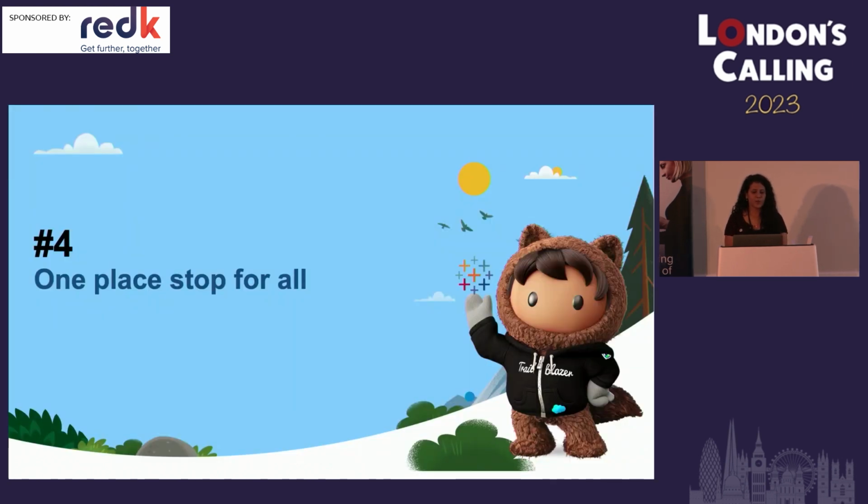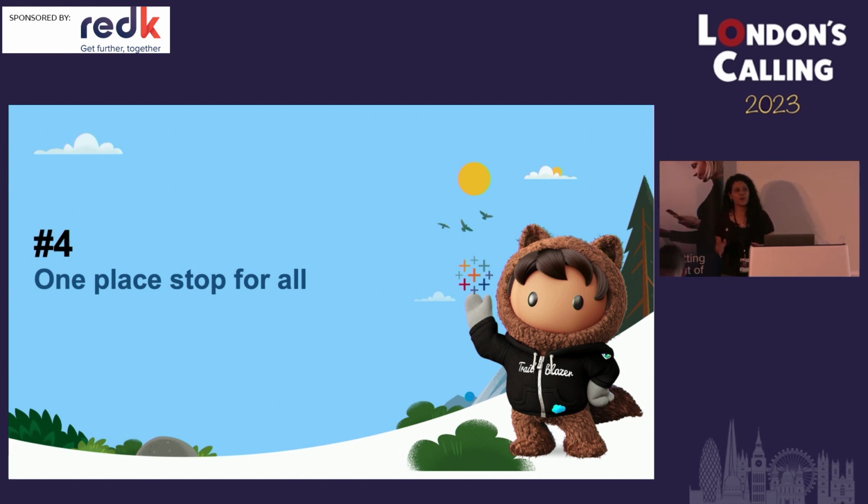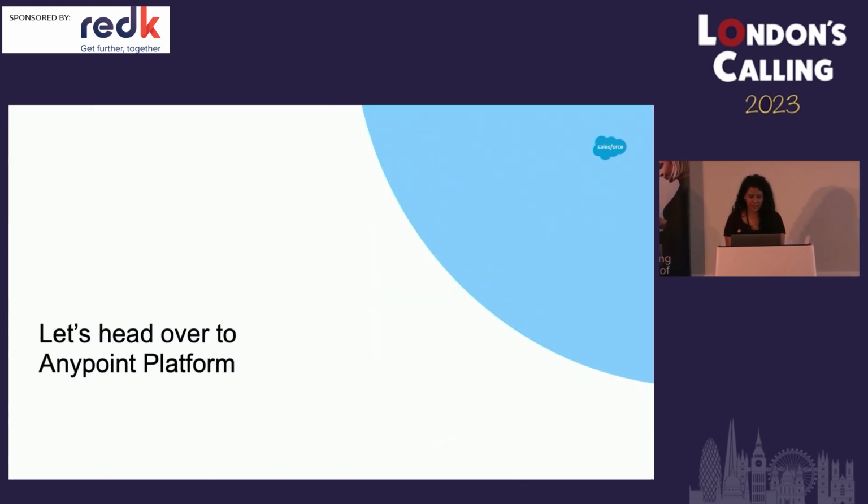Moving on to the fourth one, one place top for all. Since the beginning of the presentation, I have been saying that MuleSoft is like one place top for all, because that is one integration platform which gives you everything, right from building your APIs, designing your APIs, and then once you are done designing, once your application has been in production, you can still manage your application, you can log, you can have your insights and everything at one place. So let us see what we actually mean by one place.